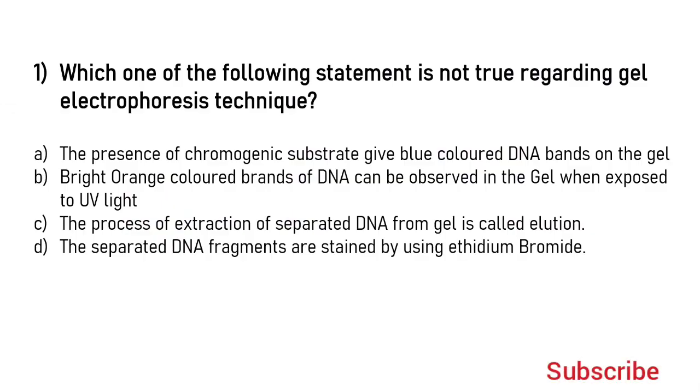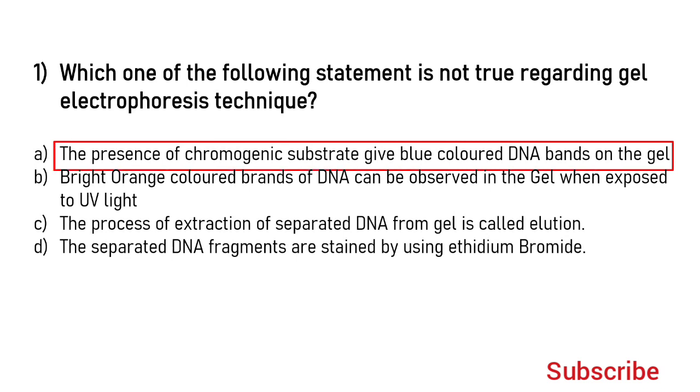Which one of the following statements is not true regarding gel electrophoresis technique? A. The presence of chromogenic substrate gives blue colored DNA bands on the gel. B. Bright orange colored bands of DNA can be observed in the gel when exposed to UV light. C. The process of extraction of separated DNA from gel is called elution. And D. The separated DNA fragments are stained by using ethidium bromide.